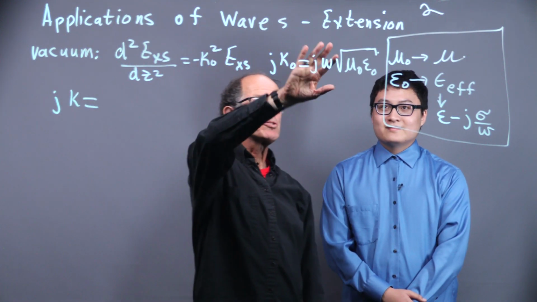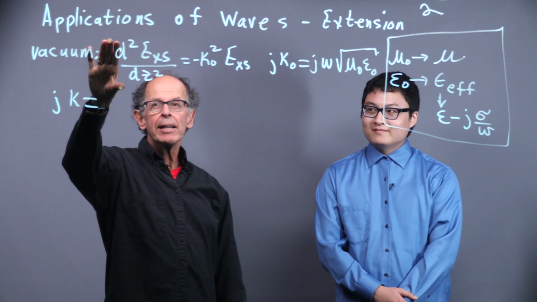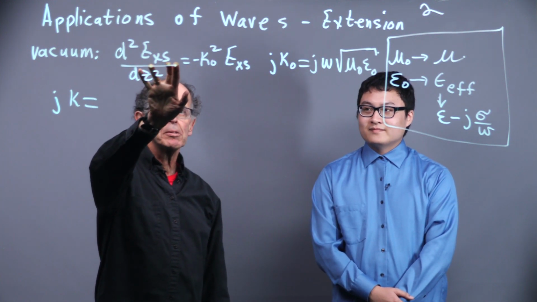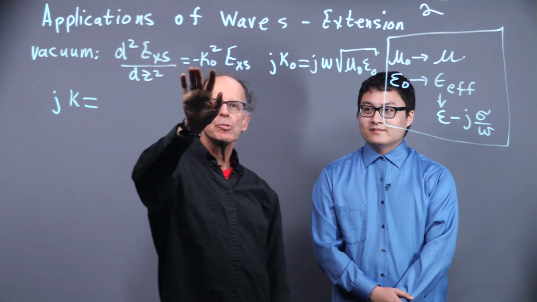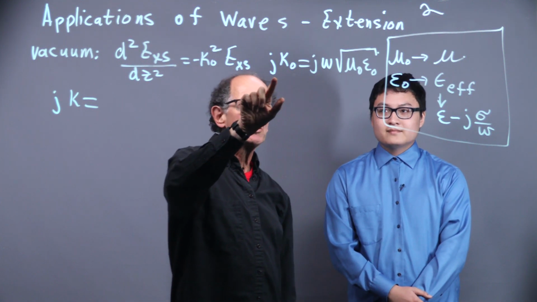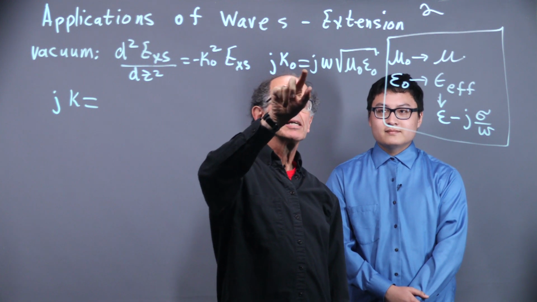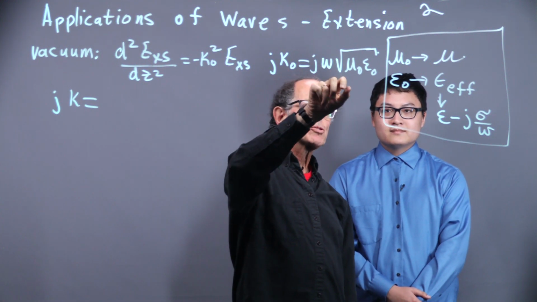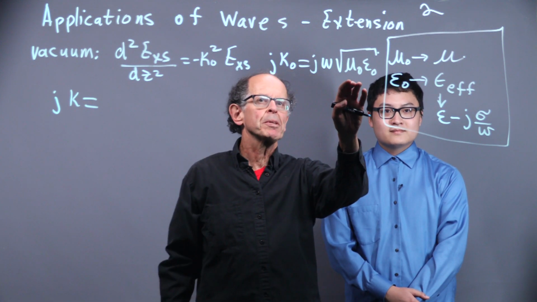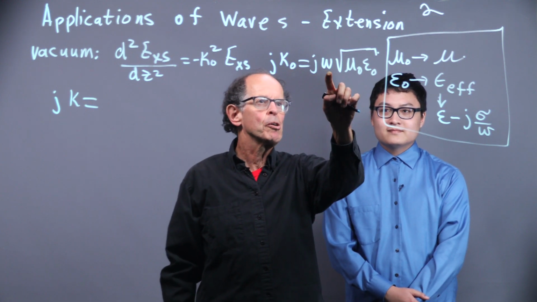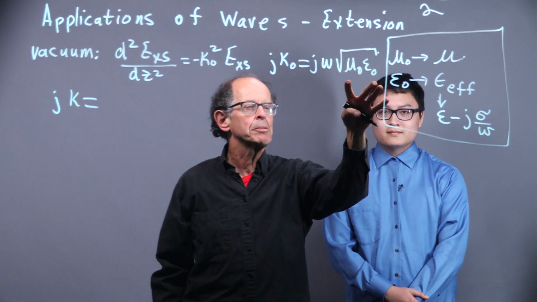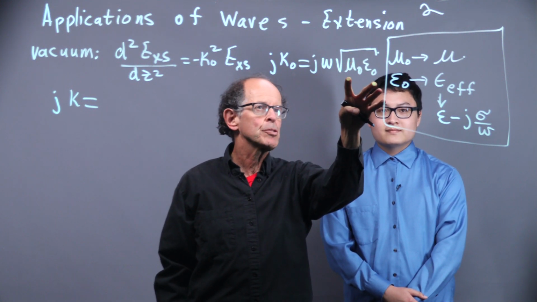Applications of waves, extension squared. For vacuum, the second derivative of the electric field phasor form, x component, is minus k naught squared times E_x. And we know that jk naught is equal to j omega naught square root of mu naught epsilon naught. And that comes from the fact that the k vector is omega over c, which is 1 over the square root of this, as we found out in previous lectures.